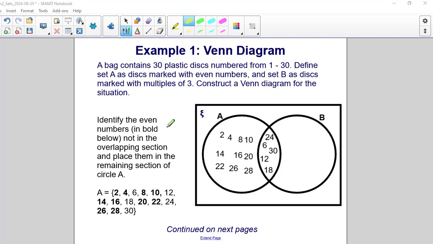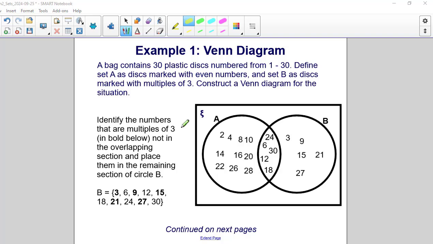Identify the even numbers in bold below, not in the overlapping section, and place them in the remaining section of circle A. Now recall that set A is a list of all the even numbers, or the discs that contain even numbers. We've already identified the overlap numbers that are in common in both sets A and B. So the numbers in bold are only or exclusively in set A. They would be the numbers 2, 4, 8, 10, and so on. And those numbers are placed here within set A only.